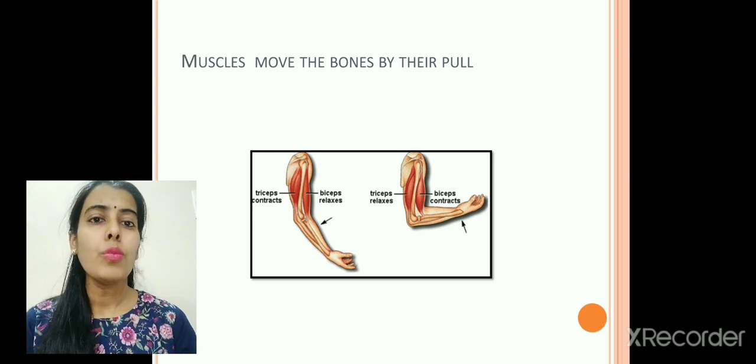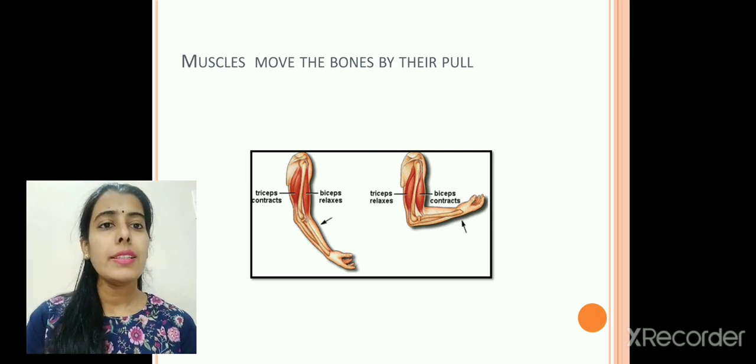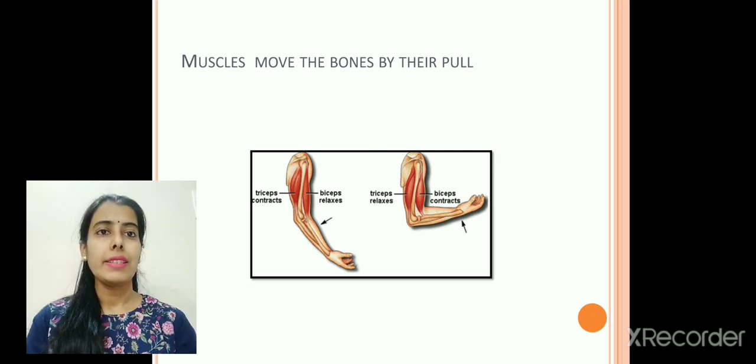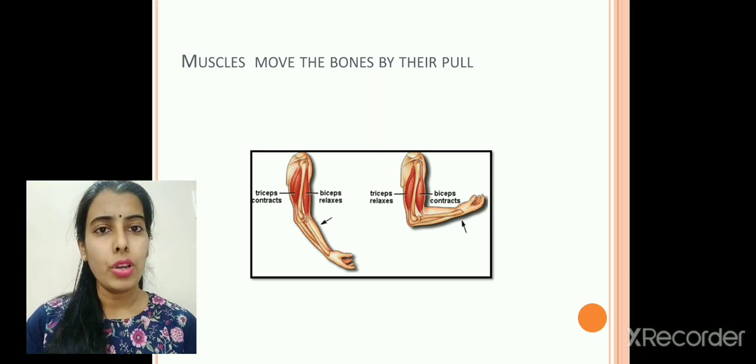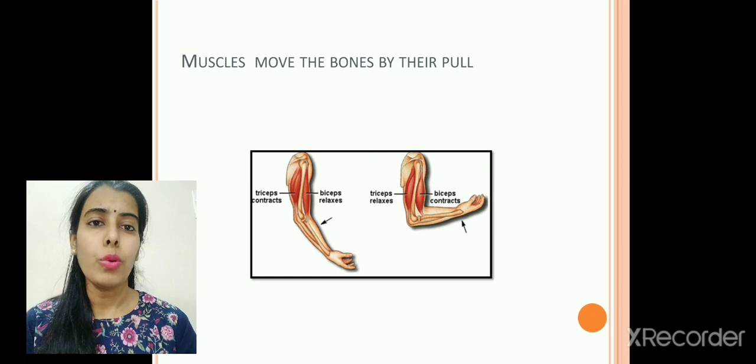How we are able to move our bones with the help of muscles, we will understand with the help of this slide. This is a picture of your arm. Here in the upper arm we have biceps and triceps. Muscles move the bones by their pull. They cannot push. That is why every time to move a bone, two sets of muscles are required.